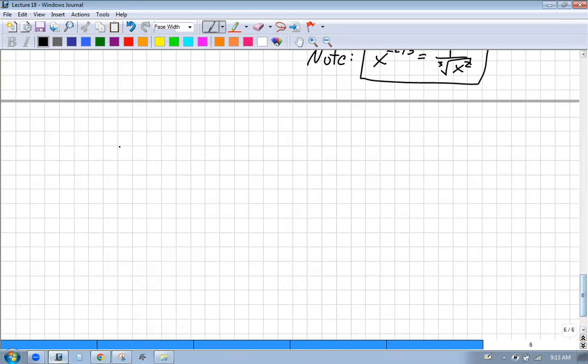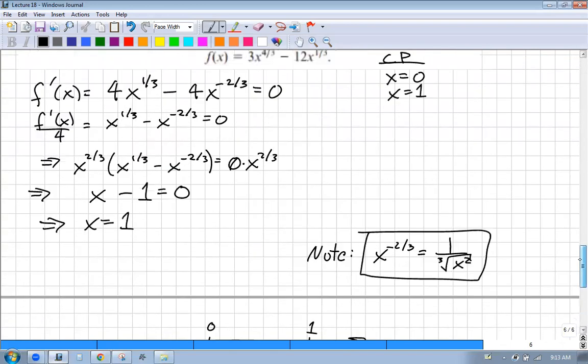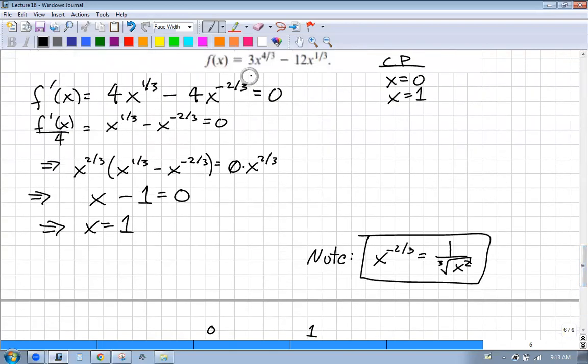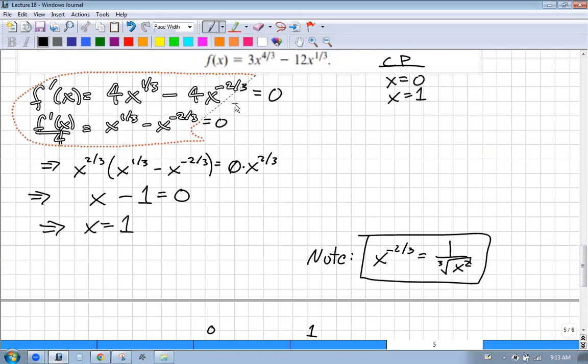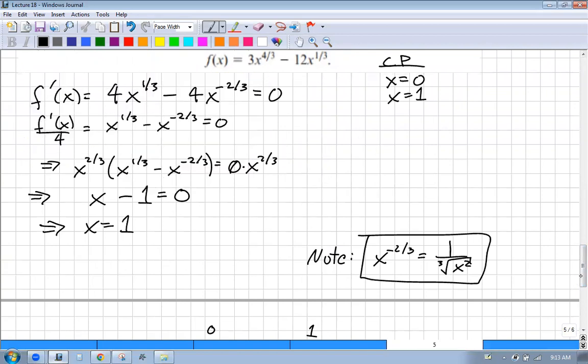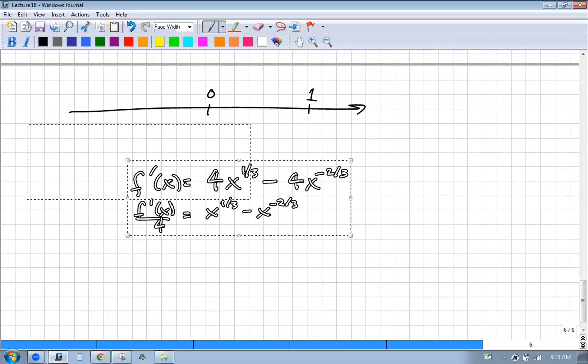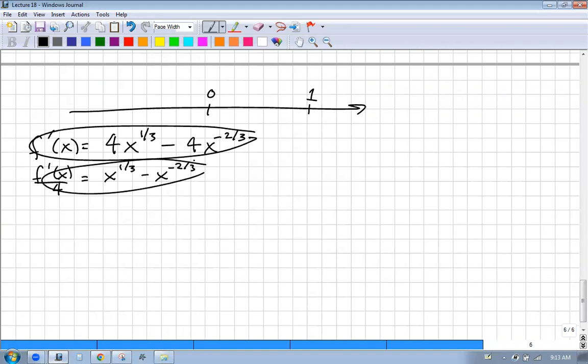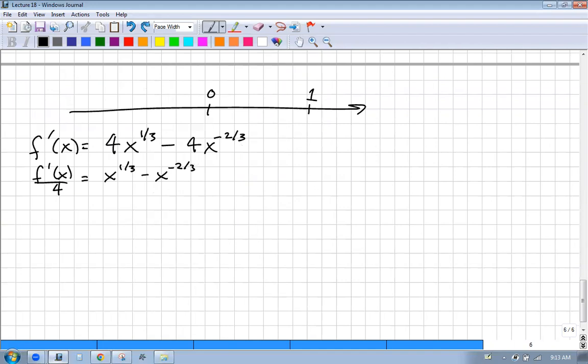So let's go down here. Okay, 0 and 1. So we need to test our intervals here. Wherever this is positive, so is this, because all I did was divide by a positive 4. So the arithmetic is easier here. I'm going to pick like a -1. So -1 to the 1/3 power, minus -1 to the -2/3.